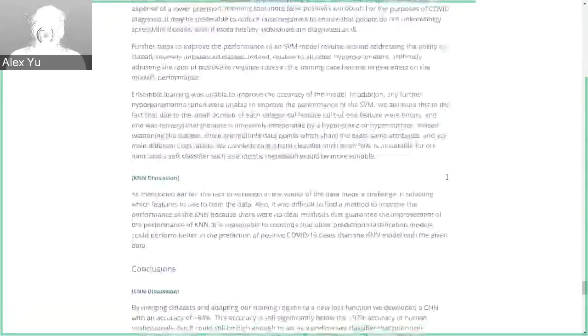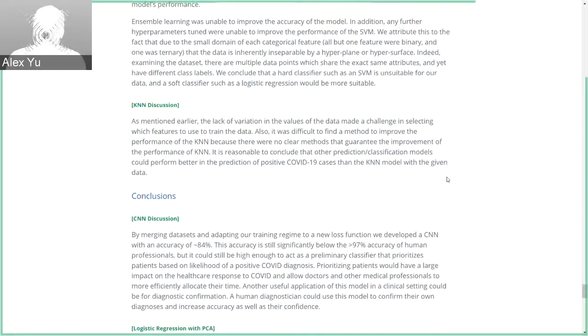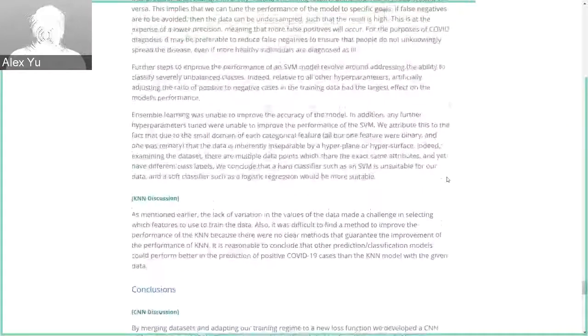We conclude this is due to the fact that, due to the small domain of each feature, the data is inherently inseparable by a hyperplane or hypersurface. Indeed, when examining the dataset, there are many data points which share the exact same attributes and yet have different class labels. Therefore, we say that a hard classifier is unsuitable and a soft classifier like logistic regression would be better.